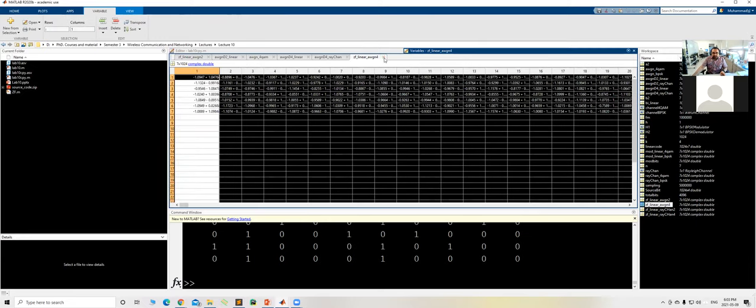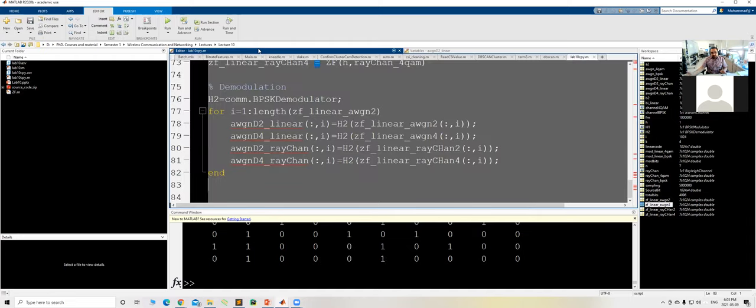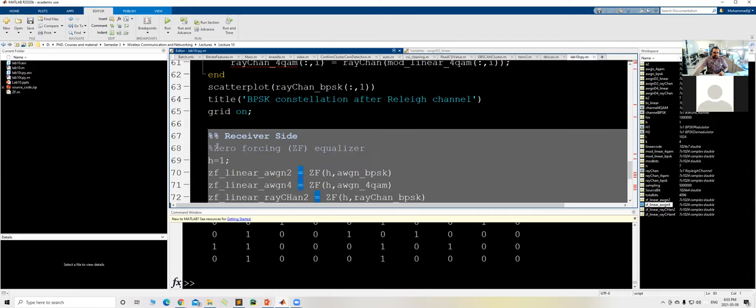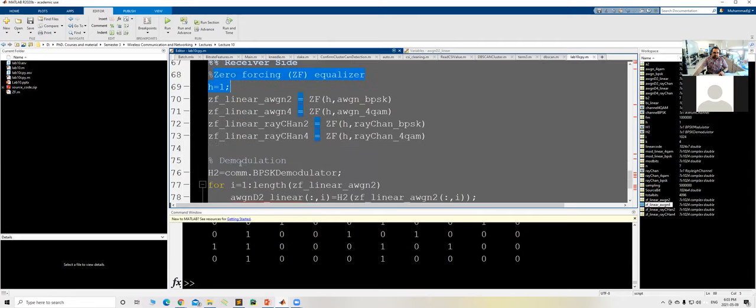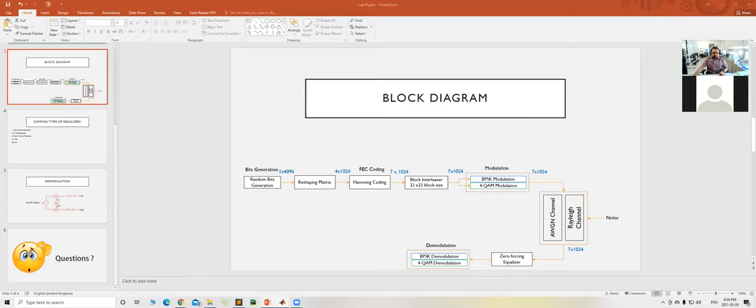So it seems like it is working fine, but we don't know how well it is working, because we will see it at the end when we compute the bit error rate. So far it looks fine, but we cannot say how good it is. I think this is all for today. We covered two blocks, the zero forcing equalizer and also the demodulation part.